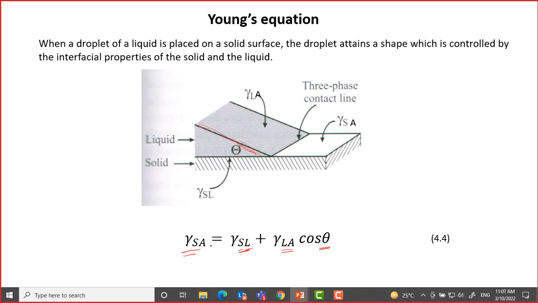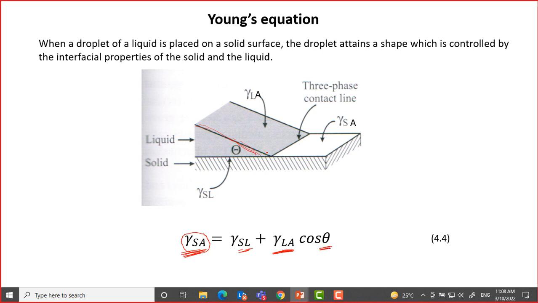Here, in our case we are interested in gamma SA, or gamma S. Sometimes we write gamma S just ignoring A, but we should know that A is always there, because these are all interfacial surface energies, which means there have to be two media present. Our interest is often to find gamma SA, and gamma LA, the surface tension of the liquid, is already known because for most liquids surface tension is easy to measure. Theta we can measure by doing an experiment.